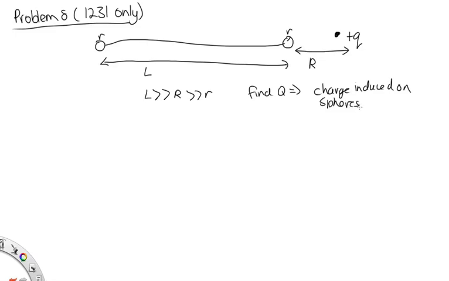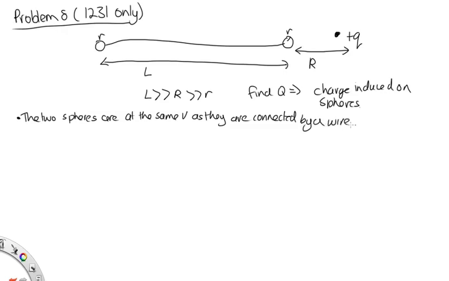Okay, let's list everything that we know about this problem and then work out how we can use that to write down a formula. What we know is that the two spheres are connected by a wire, and any 2 points in a circuit connected by a wire have the same potential. So that tells us that the two spheres are at the same V as they are connected by a wire. So let's call this one sphere 2 and this one sphere 1. We've got V2 is equal to V1.